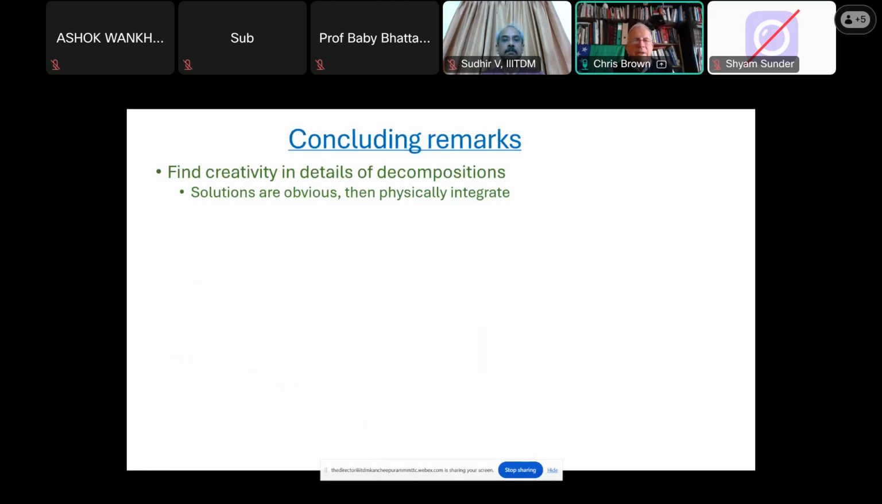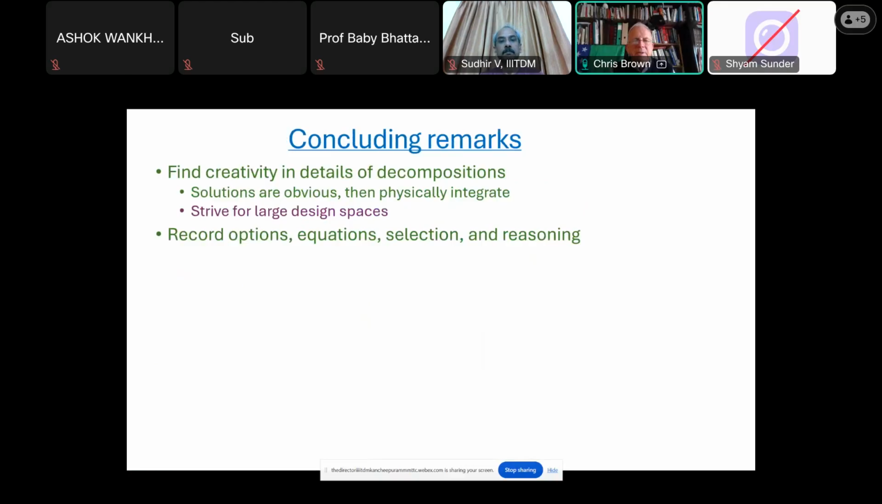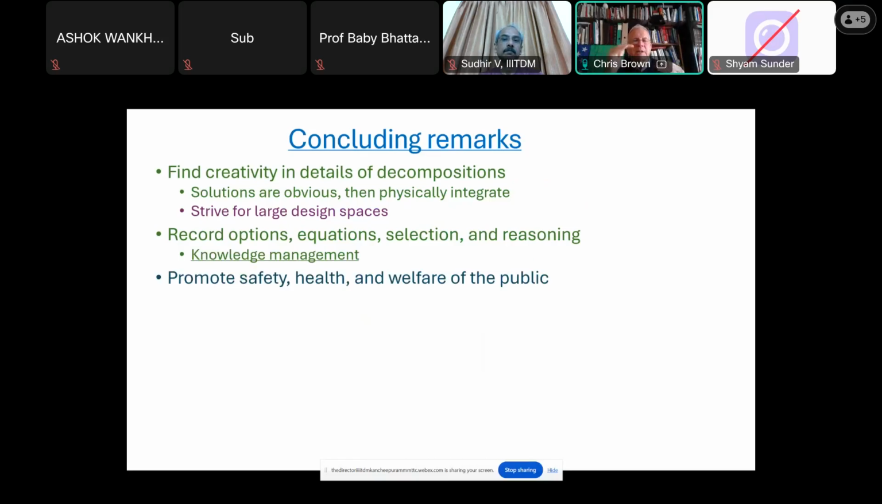All right, concluding remarks. Find creativity in the details. Go for the larger design space. Record the options, the equations, selection, so that you have this as knowledge management. So you accumulate knowledge when you're doing design, and you have all the little pieces, the little problems that you solve. Maybe you put them together in a different way, or you learn from those. But so axiomatic design, the way it's structured, lends itself to creating knowledge for design and solving future design problems.